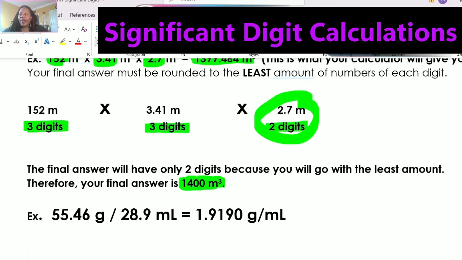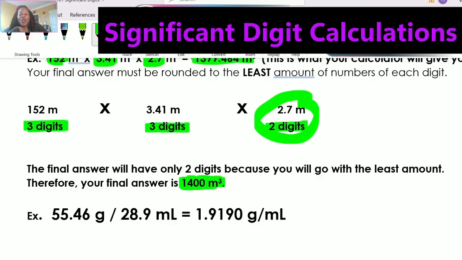Right there. Okay, so you guys should be able to see that. Okay, so 55.46 grams divided by 28.9 milliliters. If we go based on the least amount of our significant digits, you tell me in the chat box what the final answer should become. We've got 55.46 and we've got 28.9.